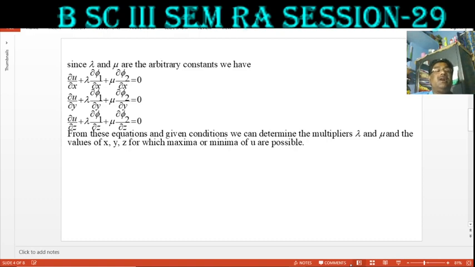Since lambda and mu are arbitrary constants, we have dou u by dou x plus lambda into dou phi 1 by dou x plus mu into dou phi 2 by dou x is equal to 0, dou u by dou y plus lambda into dou phi 1 by dou y plus mu into dou phi 2 by dou y is equal to 0, dou u by dou z plus lambda into dou phi 1 by dou z plus mu into dou phi 2 by dou z is equal to 0. From these equations and the given conditions, we can determine the multipliers lambda, mu and the values of x, y, z for which the maxima and minima of u are possible.